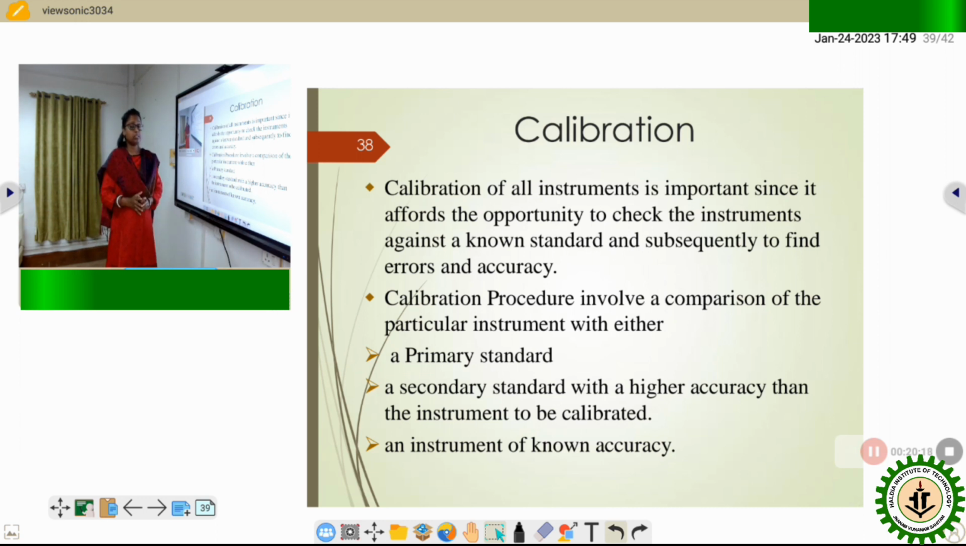This is a primary standard, and with respect to the primary standard, the outputs are generally given by absolute instruments, and these are where the secondary standard comes in. The secondary standard has a higher accuracy than that of the instrument to be calibrated, and is an instrument of known accuracy. So calibration means we are going to find out the different types of errors occurring in a particular instrument over a period of time. Over a period of time, any kind of instrument has to be calibrated.